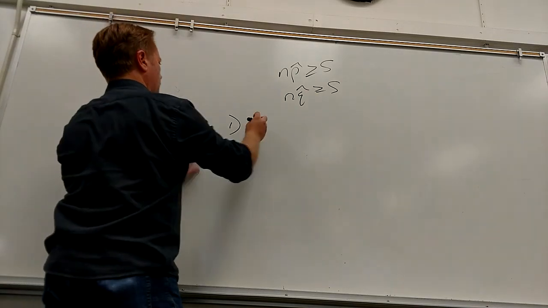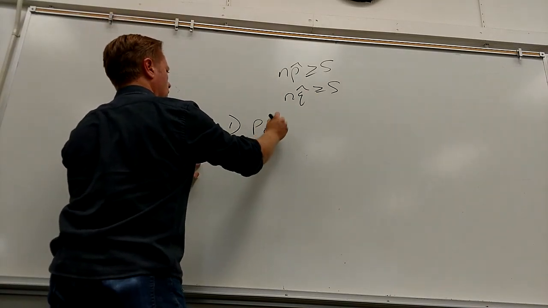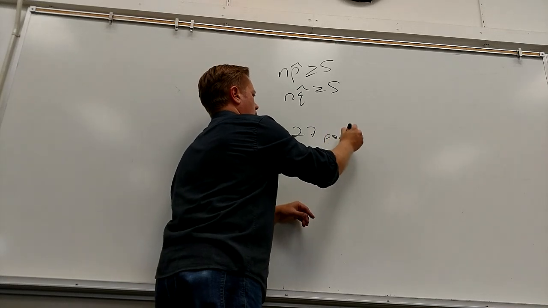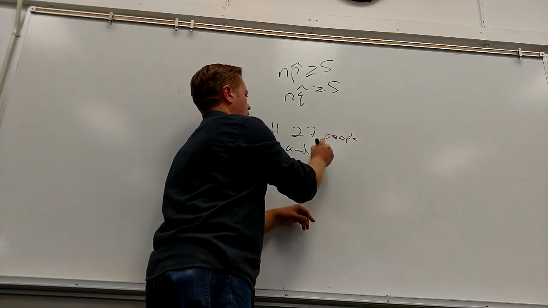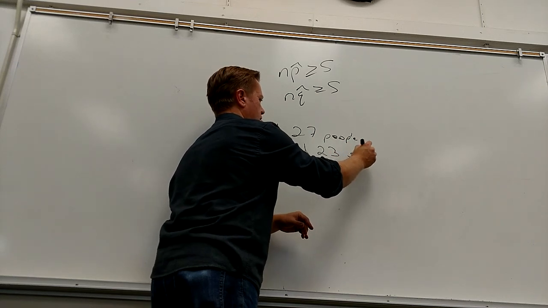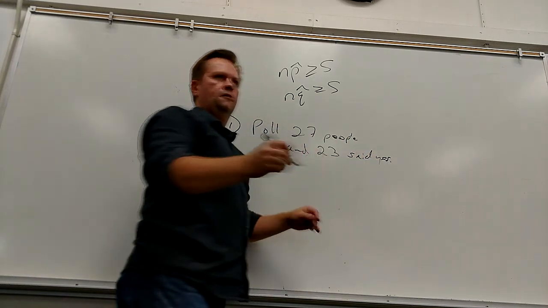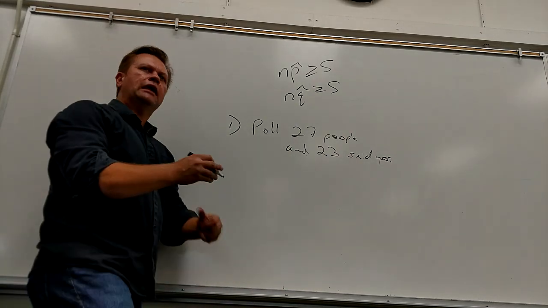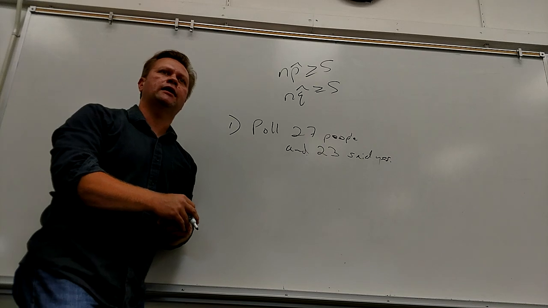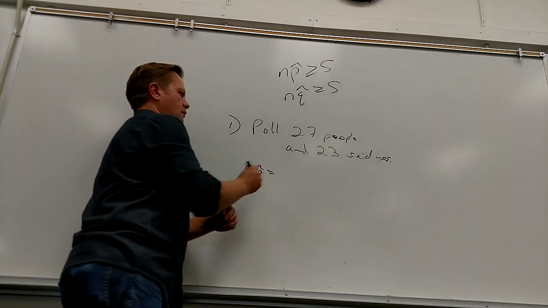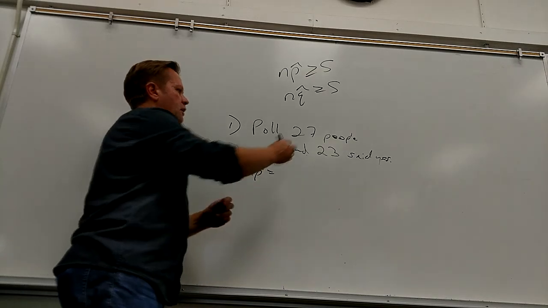So let me ask you this. If I took a poll of 27 people and 23 of them said yes to something, right? See if you guys really, really get this. Do you have to calculate p hat to see what n p hat is? What's n p hat? I don't know if you don't believe me. What's p hat going to be?